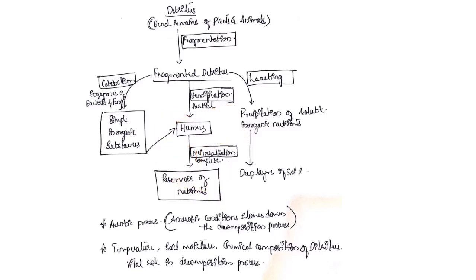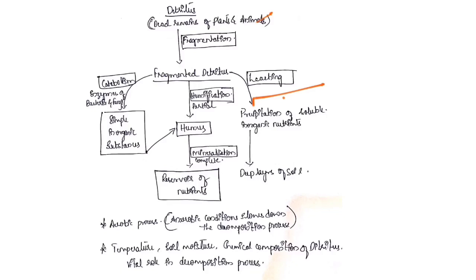These are the 5 steps of decomposition. The first one is fragmentation. Organisms that feed on detritus are called detritivores or scavengers. They feed on the dead remains and break the dead body into different fragments. That process is called fragmentation, the first step. Then after fragmentation, leaching takes place.